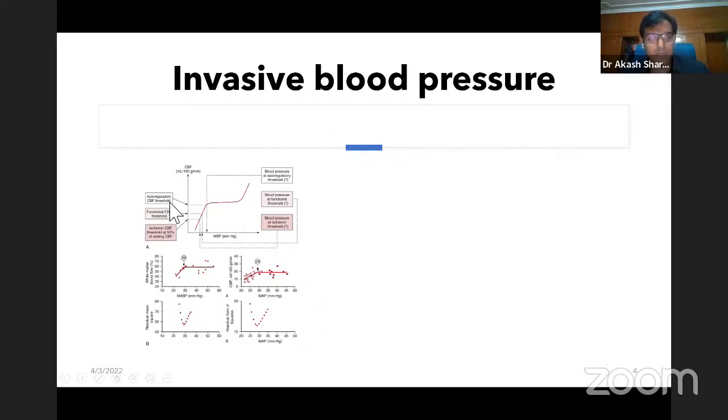So there are three thresholds. One is the autoregulatory cerebral blood flow threshold, a functional CBF threshold, and an ischemic threshold. We do not know the exact blood pressure at which these thresholds are reached. This is still speculative. So what we are trying to achieve by measuring blood pressure is to see at which blood pressure I should act so that the cerebral blood flow does not decrease beyond a particular threshold.